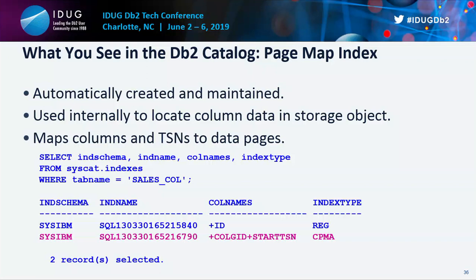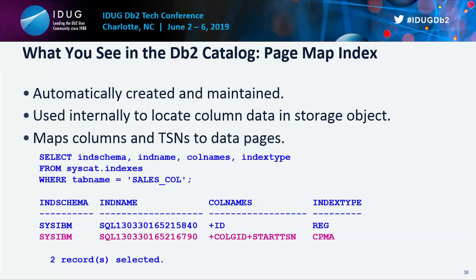I'm going to just say that stands for map. And what this does is, per column group, i.e. each column right now is its own column group, you get a start TSN of what's on that page, essentially.